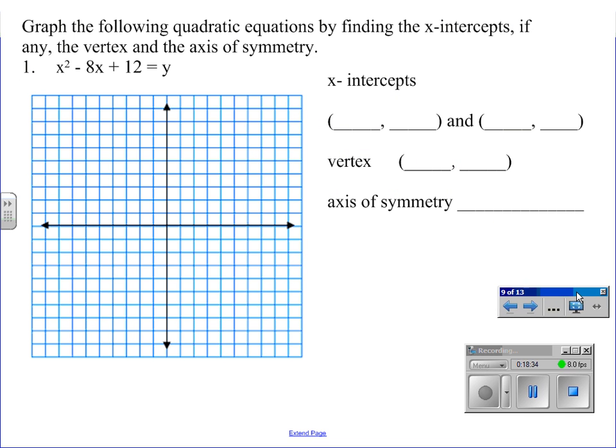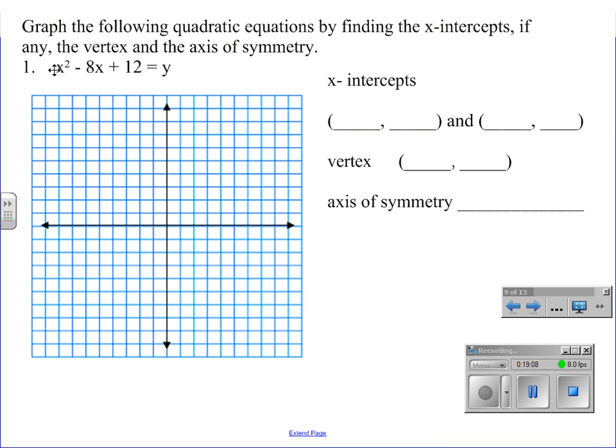All right, so here we have a quadratic equation. We need to find the x-intercepts, the vertex, and the axis of symmetry. Just looking at the quadratic equation, are you predicting it opening up or opening down? Opening up, because positive. Yep, this term right here has a positive coefficient, so we should predict one opening up.